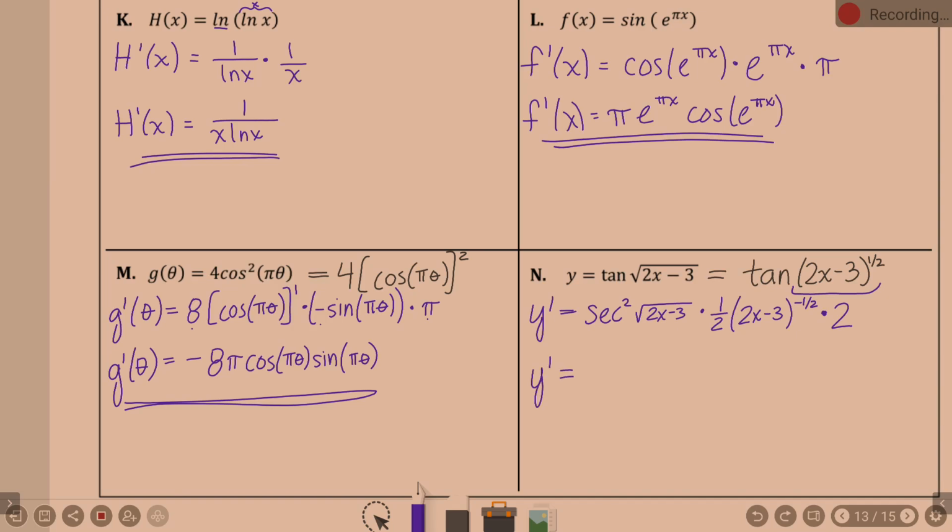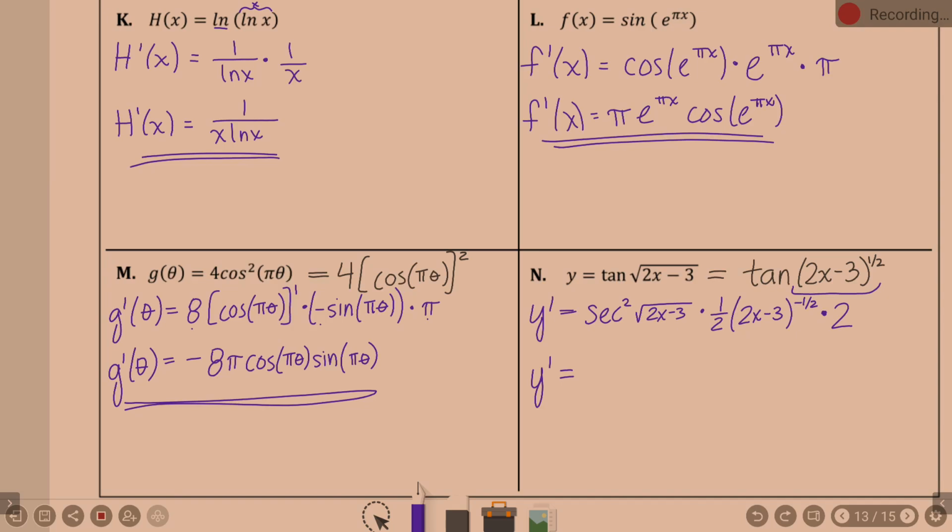Actually, there's some really good cleanup on this one. Multiply the 2 and then, oh, I see something. I see something: secant squared. 2 secant, and the 2x minus 3 goes on top, and below it goes the square root of 2x minus 3.